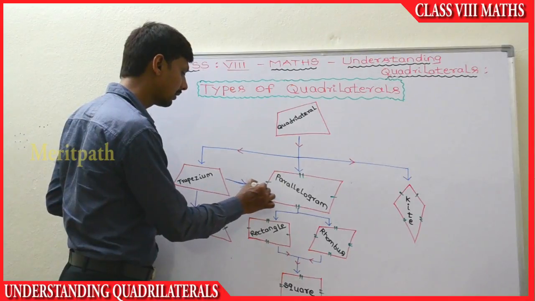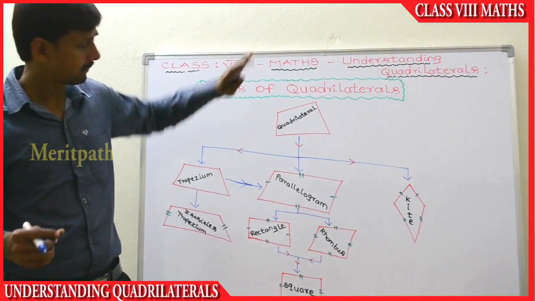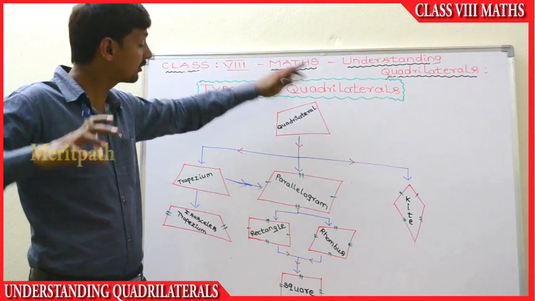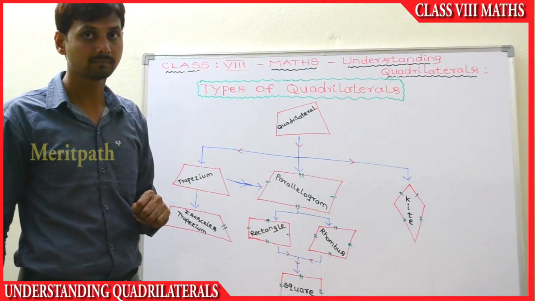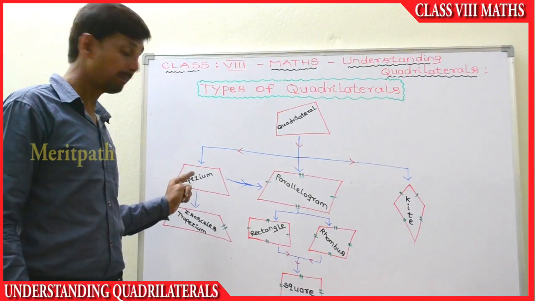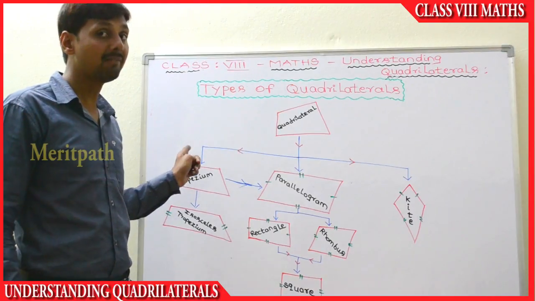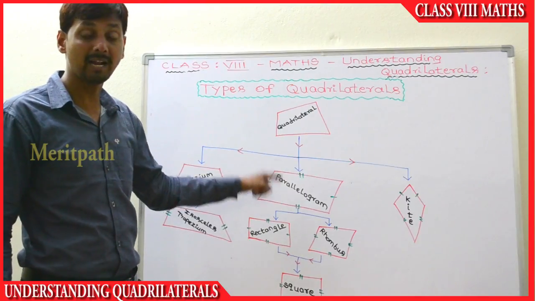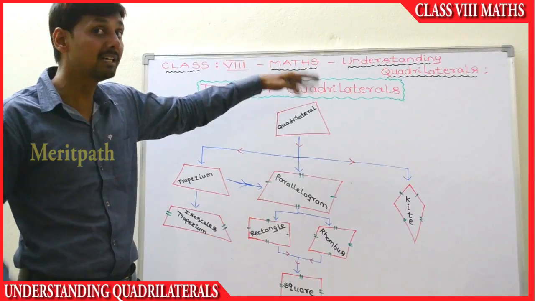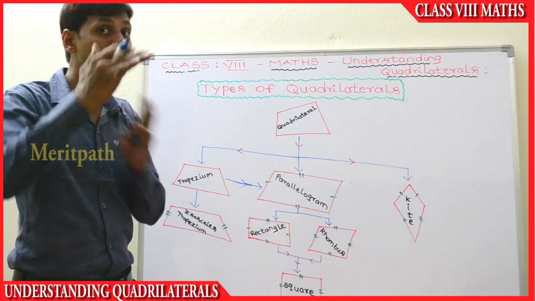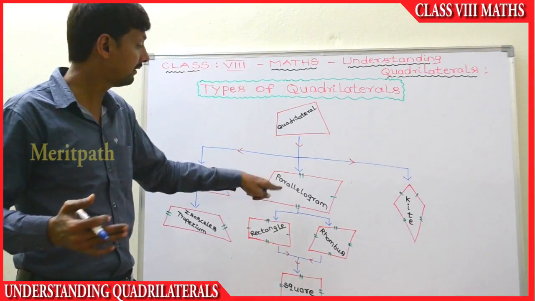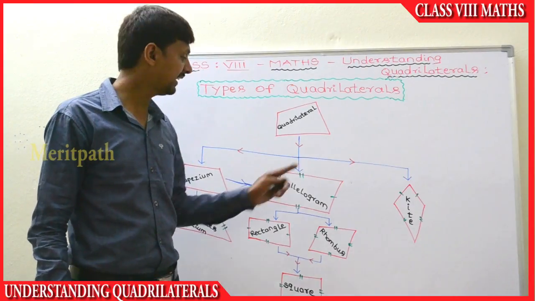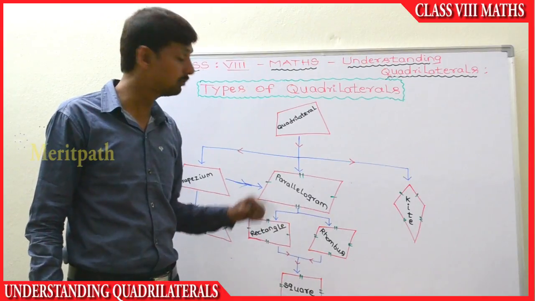And in a quadrilateral, if opposite sides are parallel to each other, it also becomes a parallelogram. In a trapezium also, if opposite sides are parallel to each other, we call it a parallelogram. And thirdly, if you take any quadrilateral and its opposite sides are parallel and equal, then we call it a parallelogram. So what we understood: opposite sides are parallel and equal.